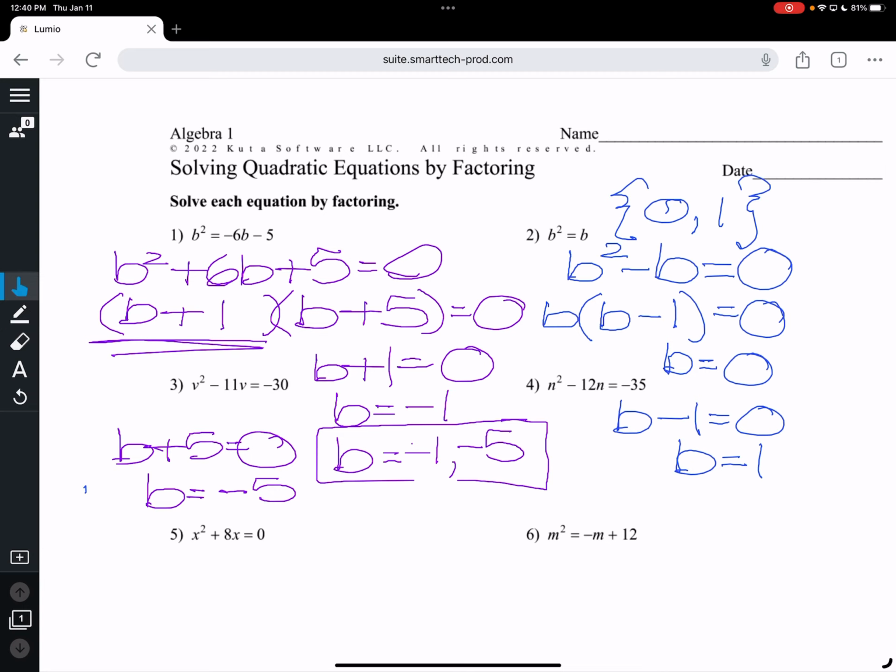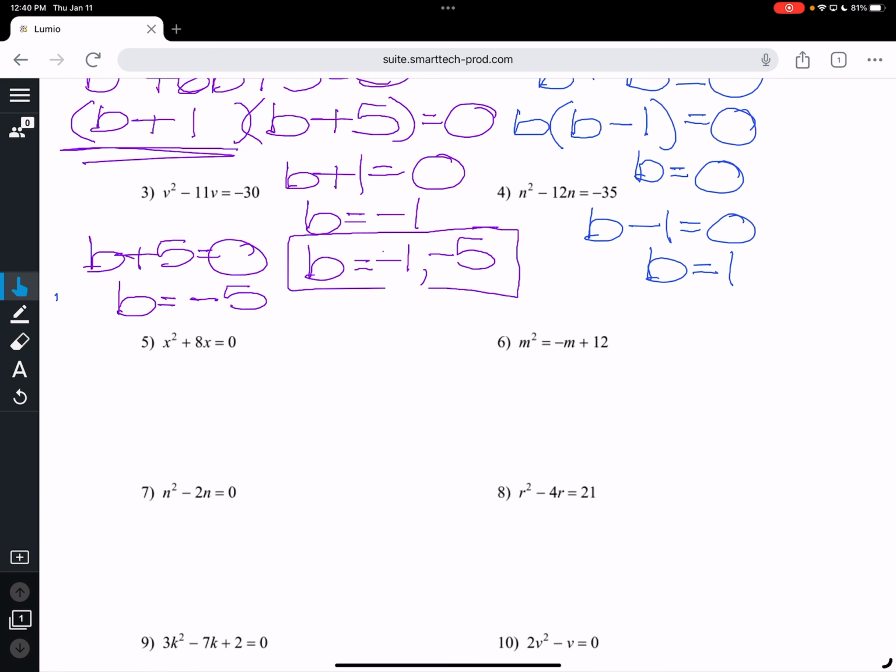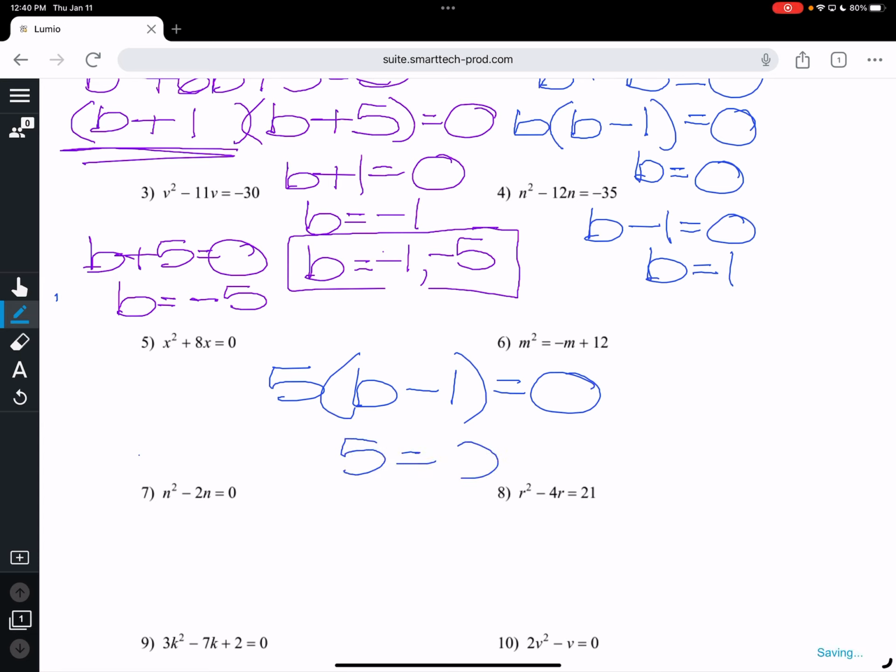What if we had, I'm going to use that same problem, but let's say the greatest common factor ended up being, I'm making up the answer, 5, B minus 1 equals 0. Then we take each factor and make it equal 0. But watch this. We take 5 equals 0. Is that a true statement? No. So then the 5 is not part of the solution set. It would only be B equals 1. So it's got to be a true statement.